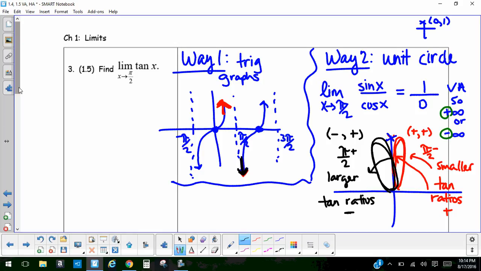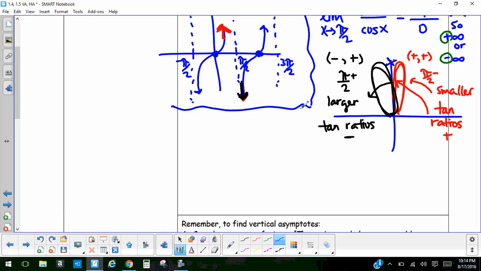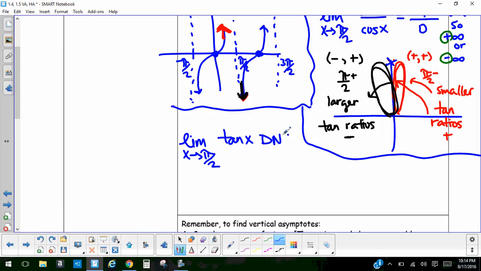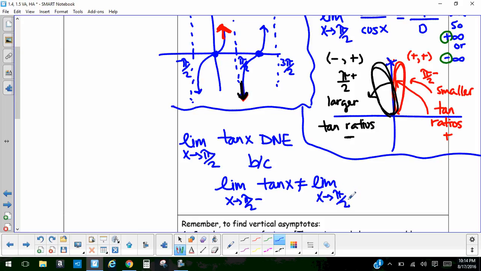So either approach doesn't make a difference to me, whichever one is easier for you, but from either approach, the limit as x goes to pi over 2 of tangent of x does not exist. I could do one-sided limits and clarify whether they are infinity or negative infinity. But overall, the limit does not exist, because the limit as x goes to pi over 2 from the left of tangent of x did not equal the limit as x went to pi over 2 from the right of tangent of x.